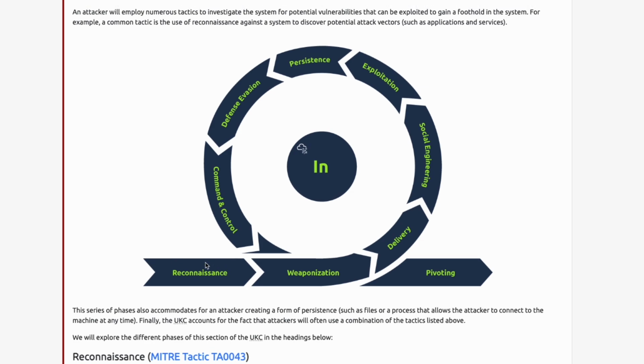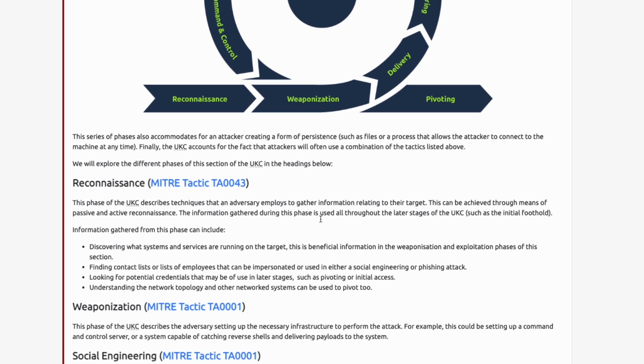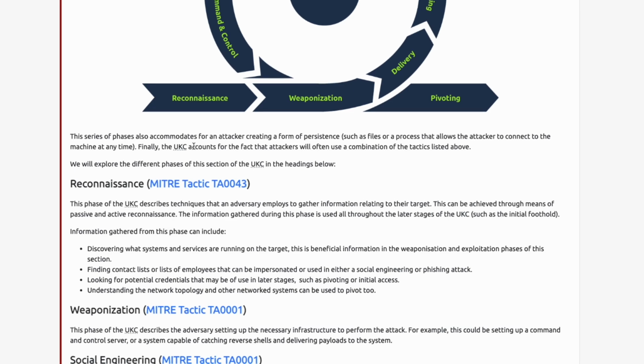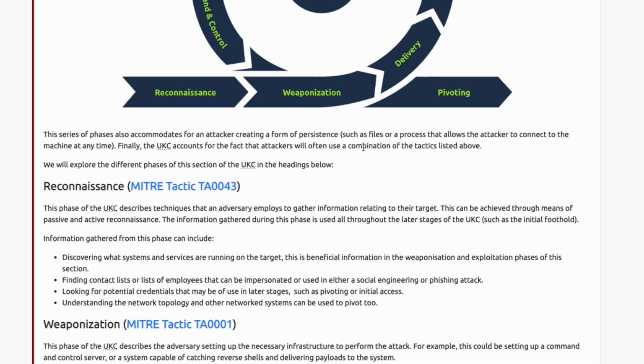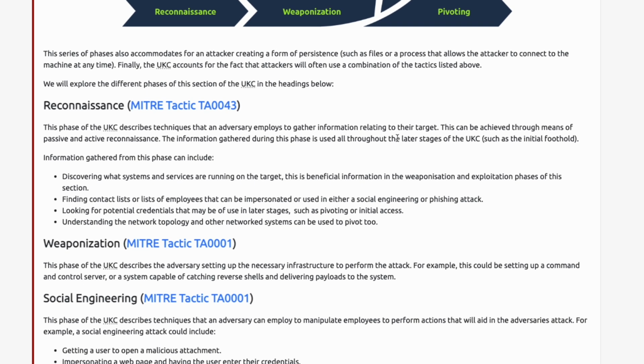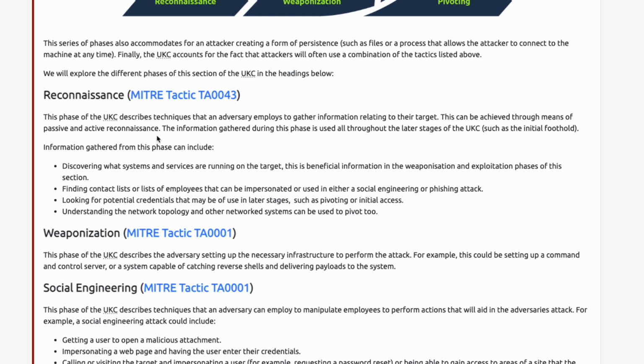That's basically what this is. Your foot in the door: you do recon, either passive or active, weaponize, deliver, social engineering, exploit, persistence, evade the defenses, command and control, and now pivot while you're in the system. You can start moving around and trying to find other things. This series of phases also accommodates an attacker creating a form of persistence, such as files or processes that allow the attacker to connect to a machine at any time after the initial exploitation. And the UKC accounts for the fact that attackers will often use a combination of the tactics listed above.